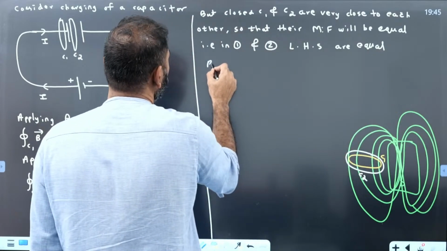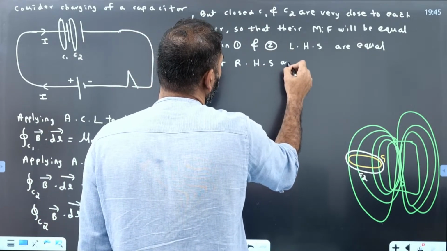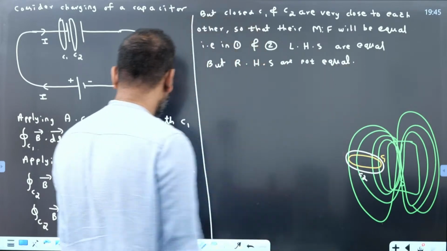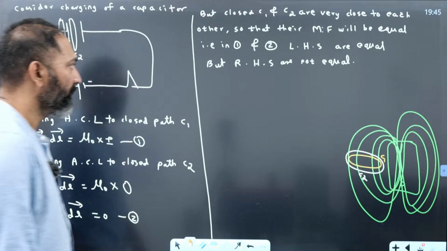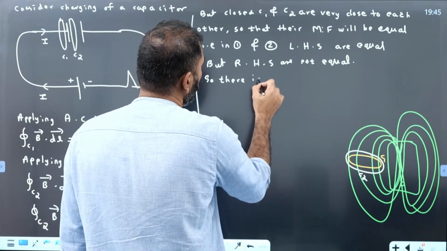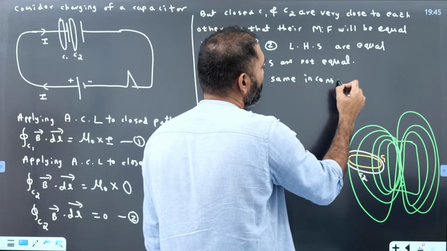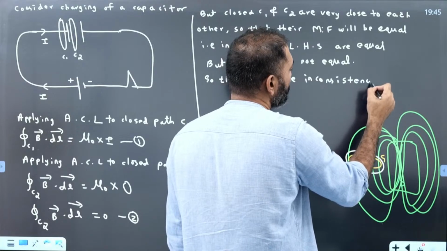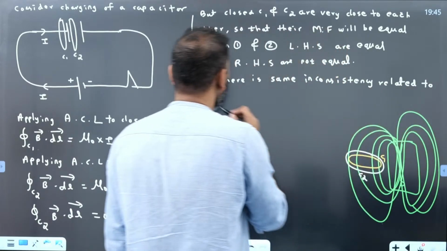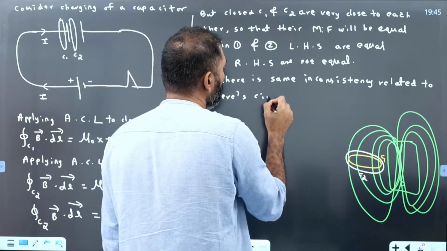But the right hand side is not equal. Why? In one equation we have mu 0 I and in the other equation we have 0. So there is some inconsistency related to Ampere's circuital law.